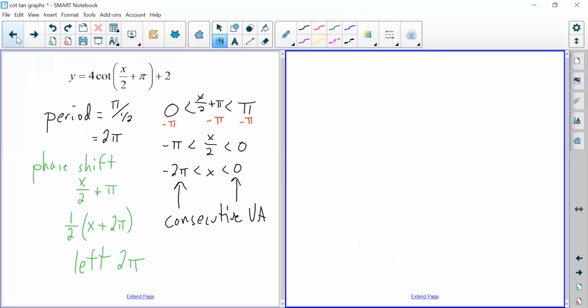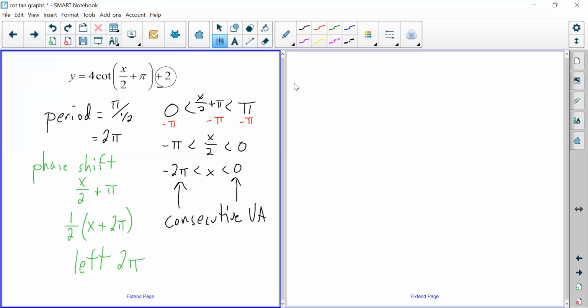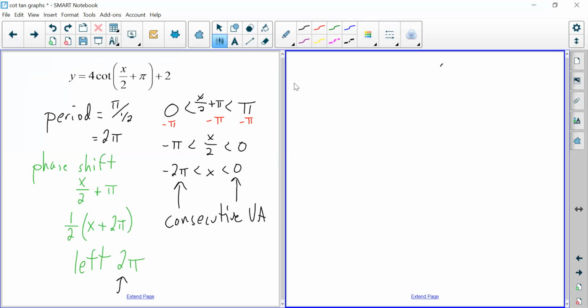Okay. All right, let's do this. Let's graph this. All right, thinking ahead, knowing that my midline is 2, I want to have 2 somewhere in the center. I know I went to the left 2 pi. So I'll make that 2 pi to the left. And here's 4 pi, we got 0 and 2 pi. And 1, 2, 3, 4, 5, 6.